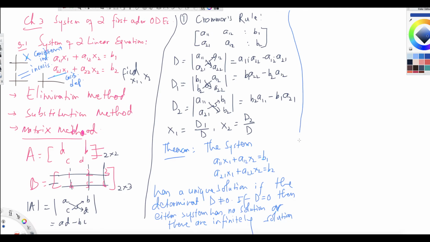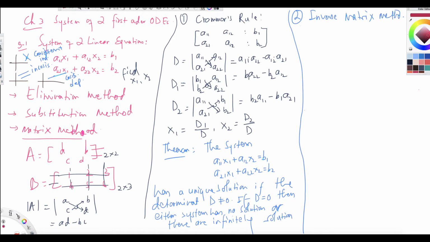Okay, guys. The next thing that we want to do is use the inverse matrix method. That is another method. Number 2 is the inverse matrix method.